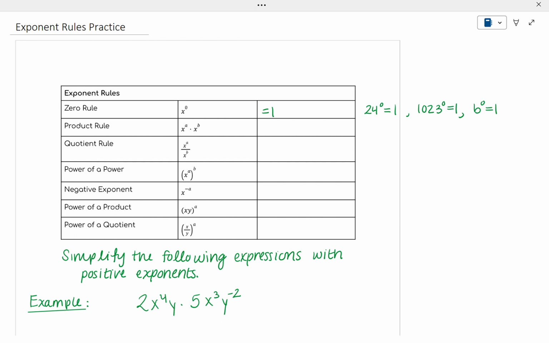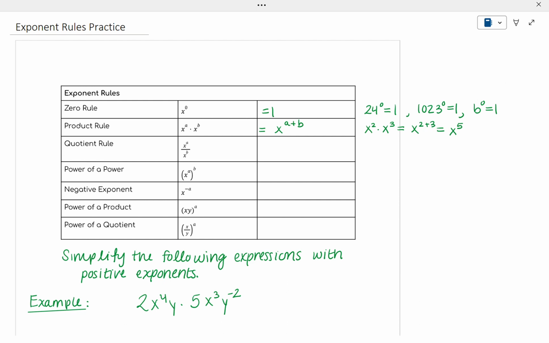Now, if you had x to the a times x to the b, how you would write this with just one x is x to the a plus b. So, for example, if we had x squared times x cubed, this would be x to the 2 plus 3, which is 2 plus 3 is 5, so x to the 5th. And this is a rule that we use a lot when we're foiling binomials.